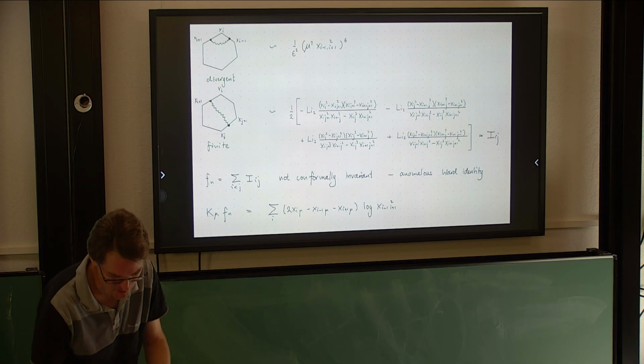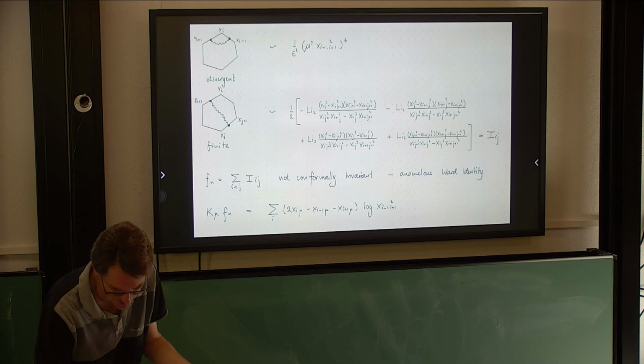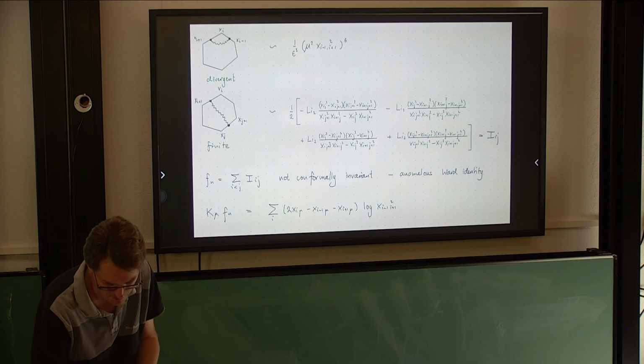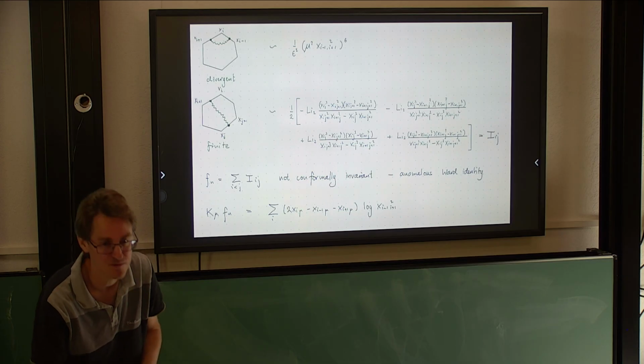But that's as good as having conformal symmetry. Once you know the anomaly, you know the implications of conformal symmetry.